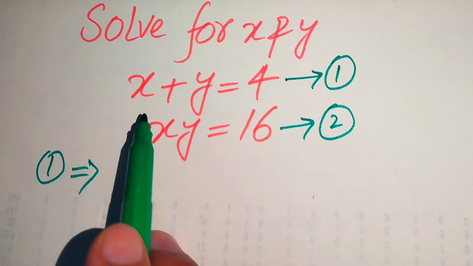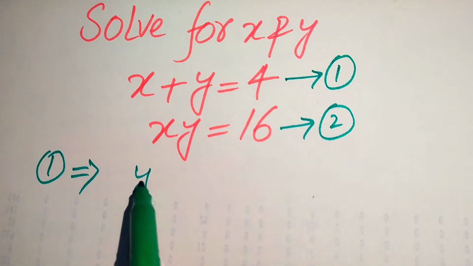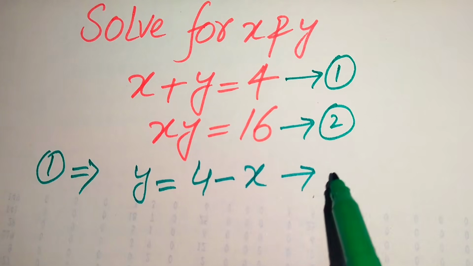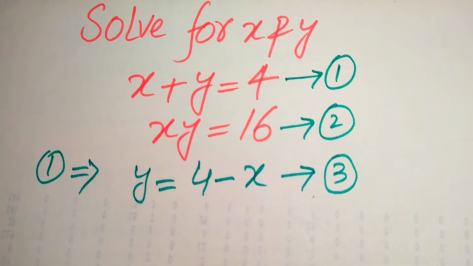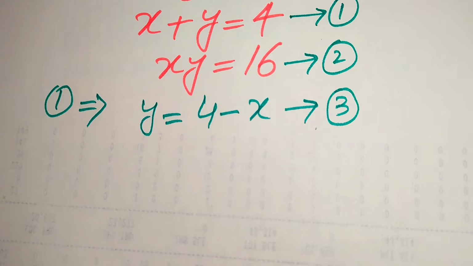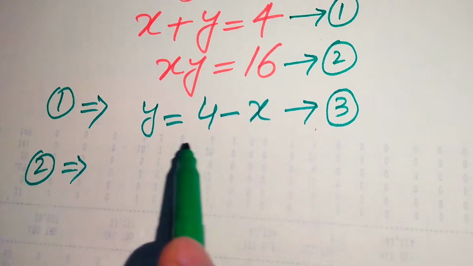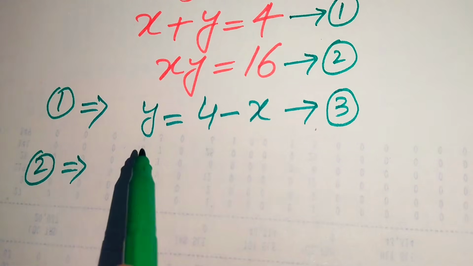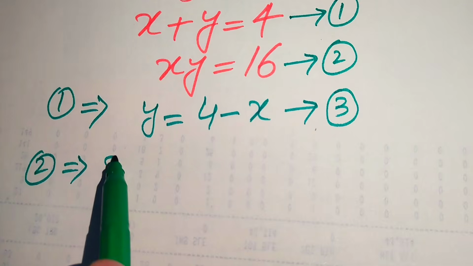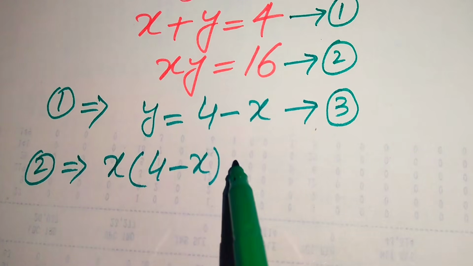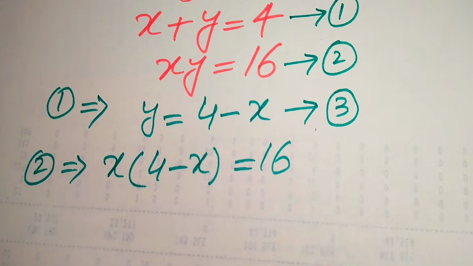So here we need to focus on equation number 1, which implies that we move this x to the right hand side and we get the value of y equals 4 minus x, and we call this equation number 3. So for the values of x and y we need to use equation number 3 in equation number 2. Then equation number 2 implies x times y, and the value of y is 4 minus x, is equal to 16.